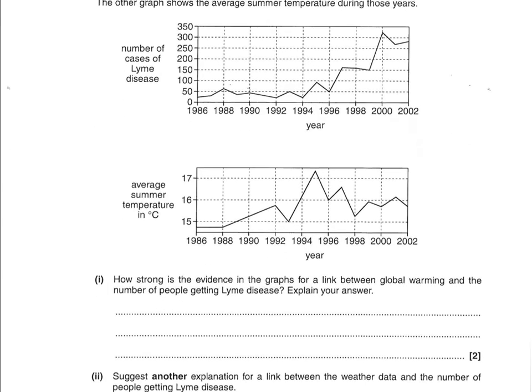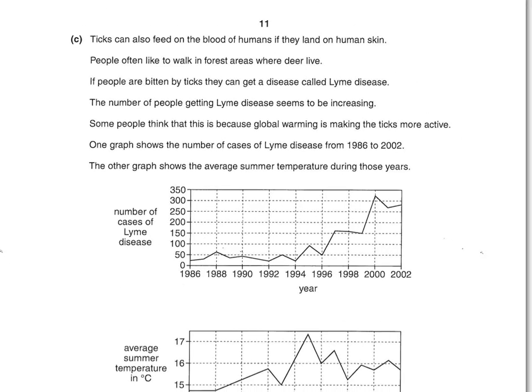Next question. Ticks can also feed on the blood of humans if they land on human skin. People often like to walk in forest areas where deer live. If people are bitten by ticks, they can get a disease called Lyme disease. The number of people getting Lyme disease seems to be increasing. Some people think this is because global warming is making the ticks more active.